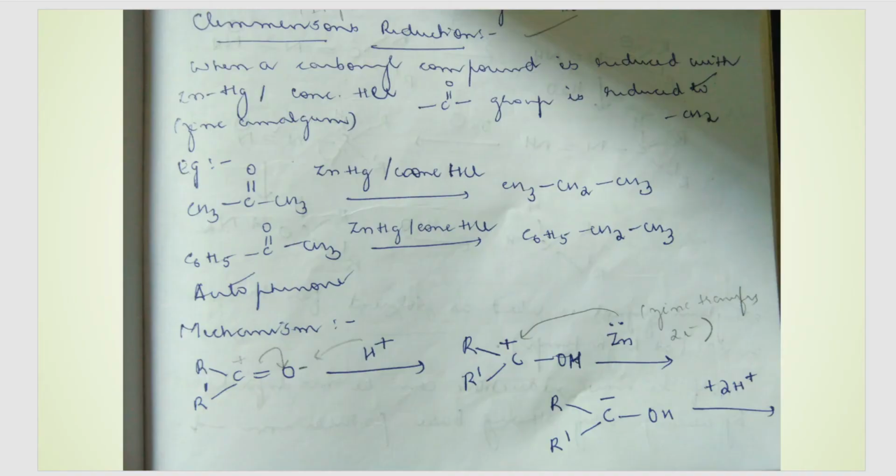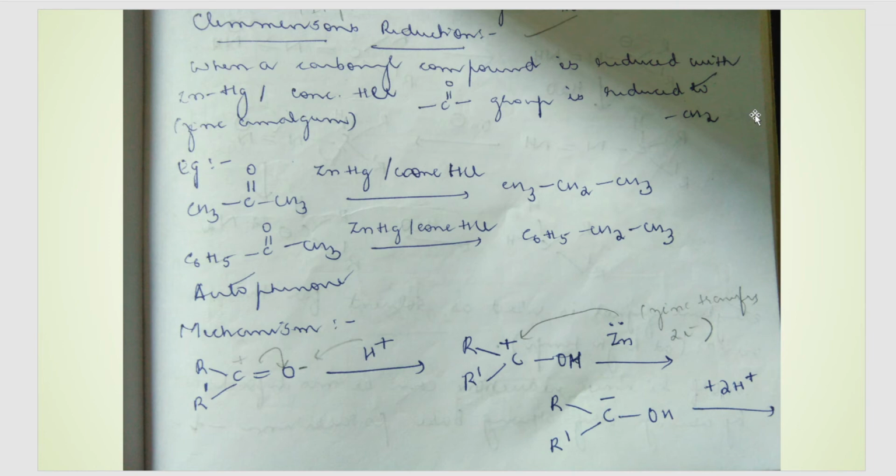Next, another important reaction under reduction is Clemmensen's reaction. When a carbonyl compound is reduced in the presence of zinc amalgam and concentrated HCl, the C double bond O, the ketonic group, is reduced to an alkyl group, CH2. That is nothing but Clemmensen's reduction. Here, we are majorly reducing the C double bond O group to CH2.